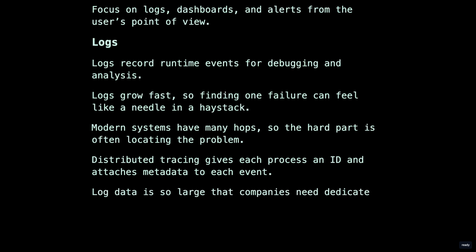Once logs reach that scale, ad hoc handling stops working. That is why companies build and buy tools for storing, querying, and analyzing log streams instead of treating logs like ordinary text files.